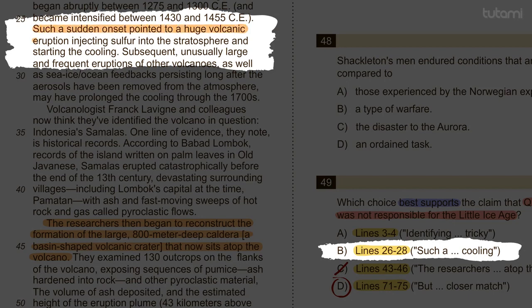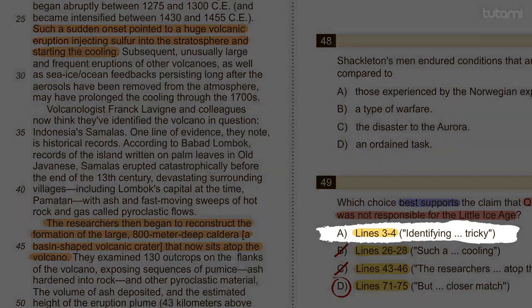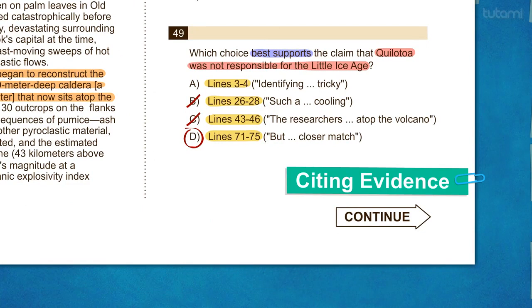And what about choice B? Such a sudden onset pointed to a huge volcanic eruption, injecting sulfur into the stratosphere and starting the cooling. This doesn't say anything about Kilotoa and if it was responsible for the Ice Age, so that's out. And what about A? Identifying the volcano responsible has been tricky. Obviously, this statement further makes mess of things by stating that we don't know which volcano is responsible, neither confirming nor not confirming the statement that Kilotoa was responsible for the Ice Age. Therefore, we were right in selecting D as the answer.